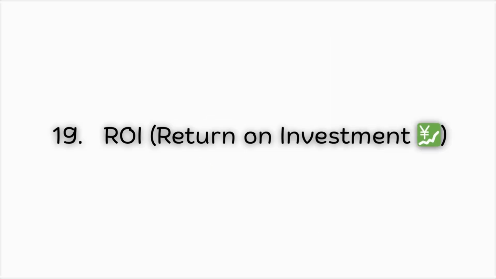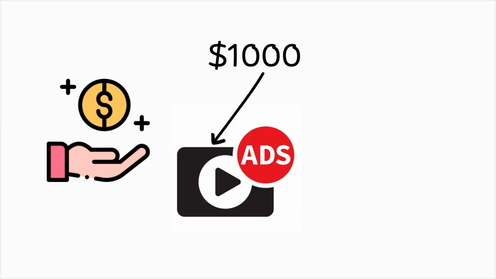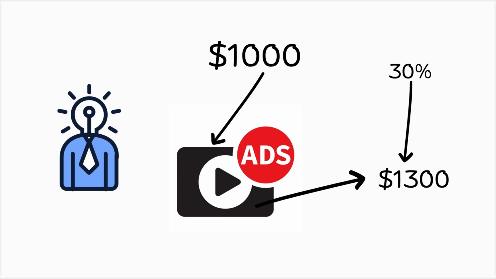19. ROI. Return on investment is how much you earn compared to what you invested. For example, you put $1,000 in ads and get $1,300 back, so your ROI equals 30%. And do you know that every smart business lives by this number?